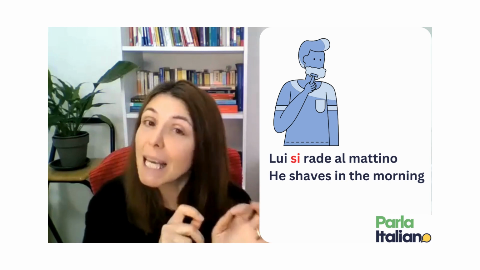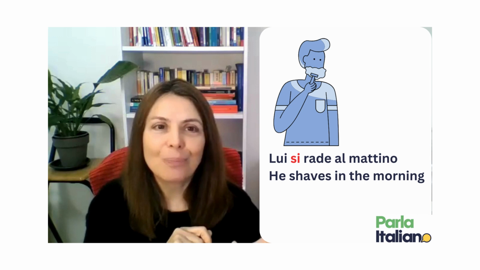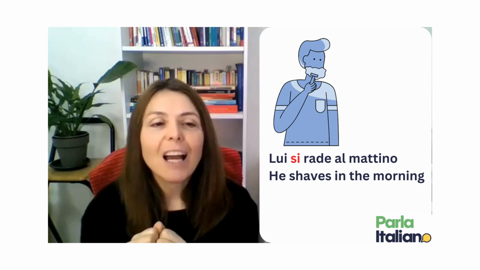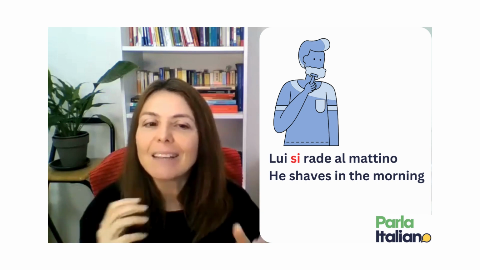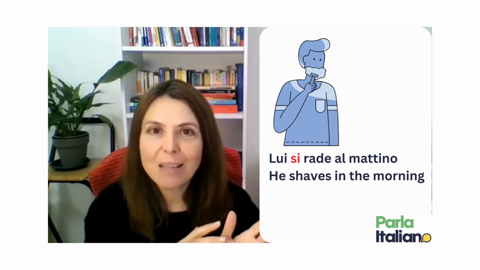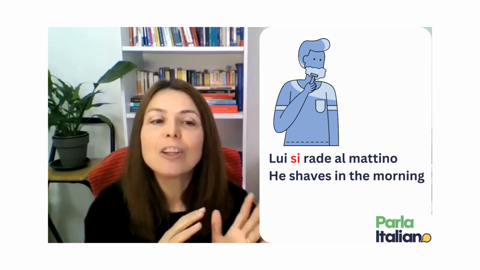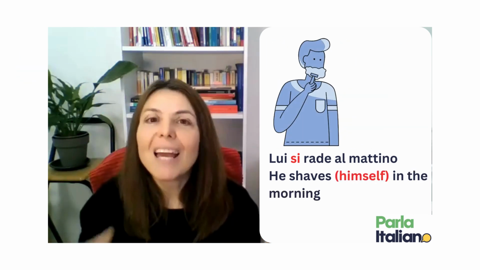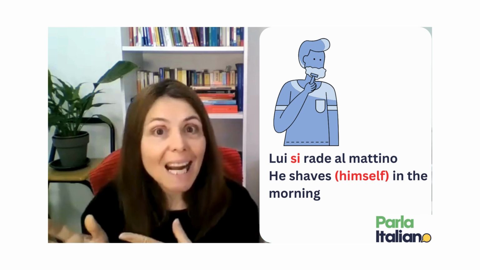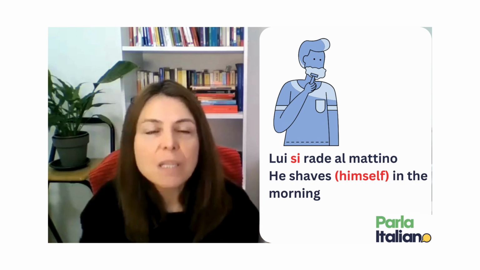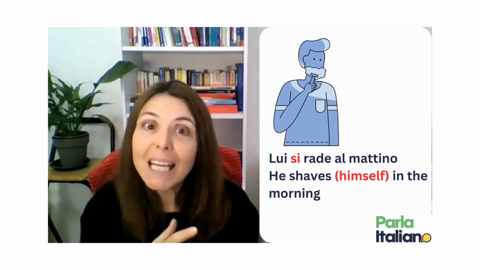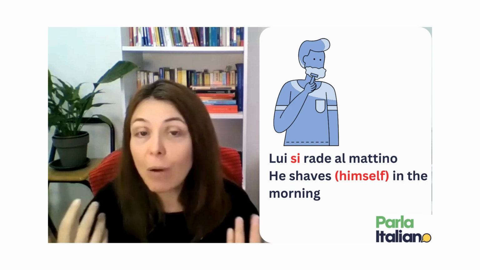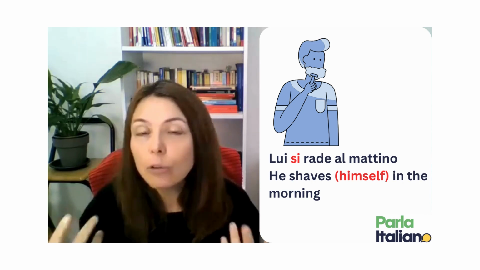Lui si rade al mattino. This is he shaves in the morning. So you can see that in Italian, the reflexive pronoun is always expressed. But in English, this is not always the case, especially if the pronoun is obvious. So lui si rade means he shaves himself. But in English, you say he shaves, and that's it, because the pronoun is obvious and you don't need to say it.